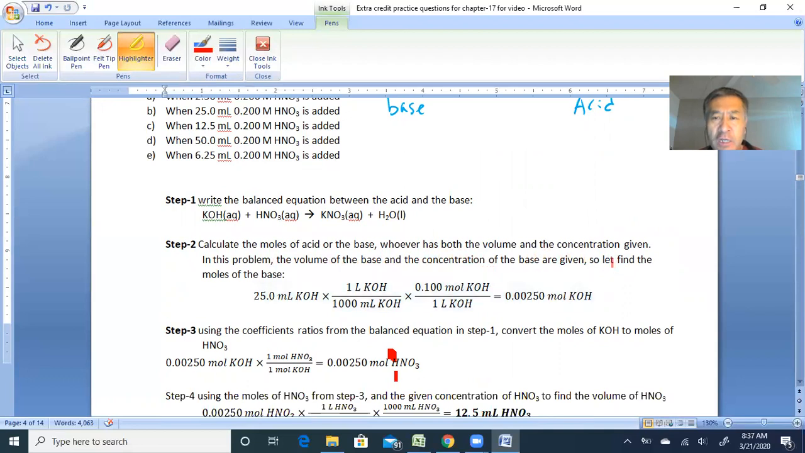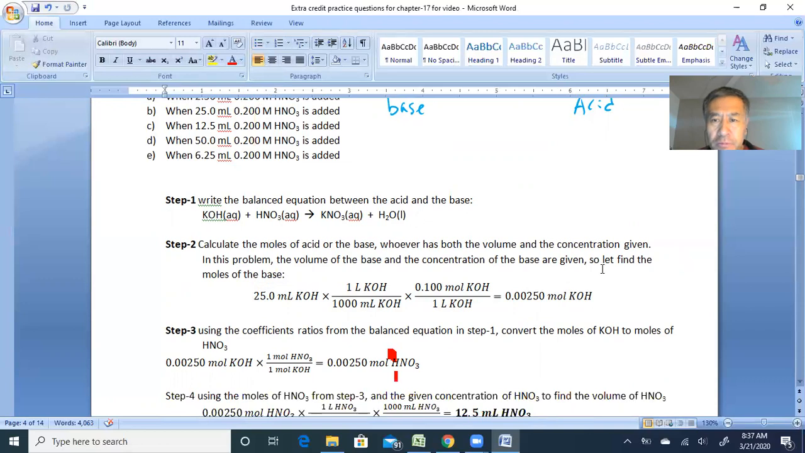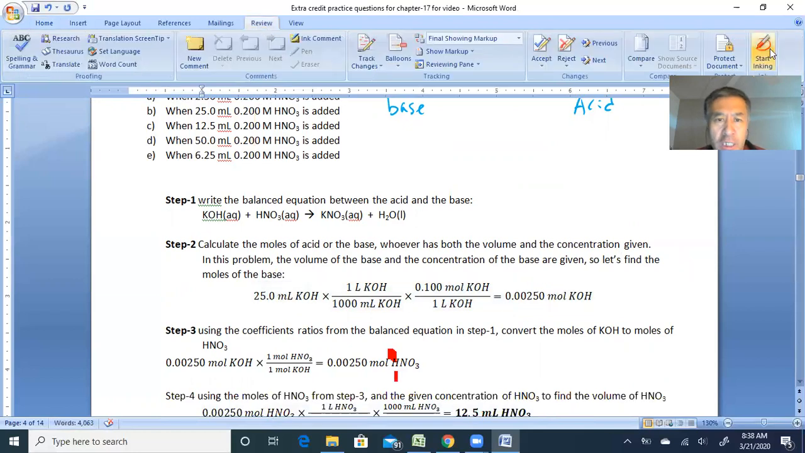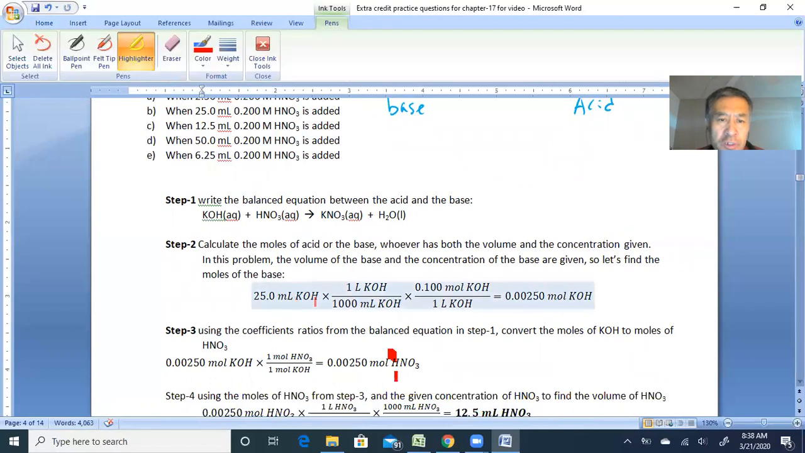So let's find out the moles of the base. We will use the volume of the base and then the concentration of the base. Before we use the concentration of the base, we have to convert the milliliter of the given volume into liters. Then we take the concentration of the base, then we find out mole of the base.